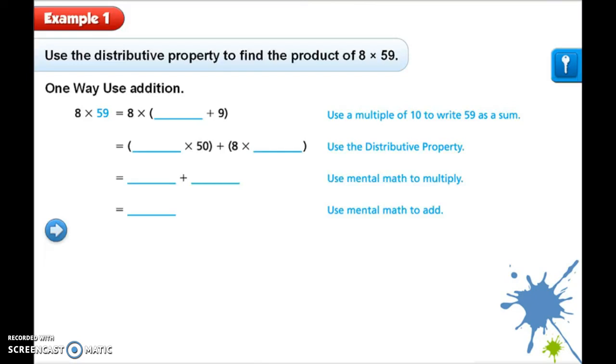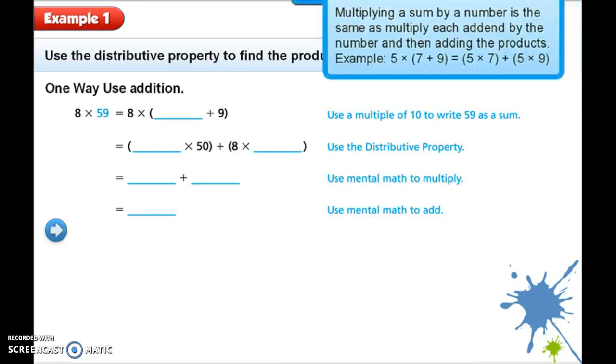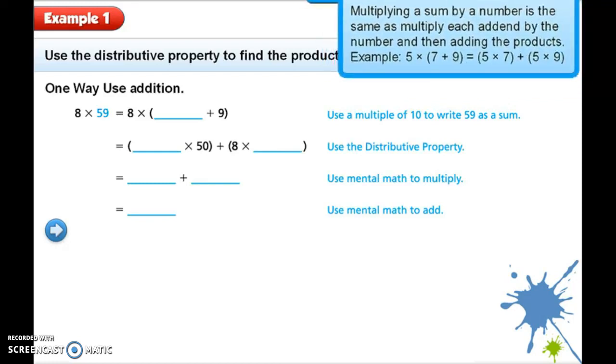Now we're going to talk a little bit more about the distributive property. Multiplying a sum by a number is the same as multiplying each addend by that number and then adding the products. So we can add 7 plus 9 and get 16, and multiply that by 5. What is 16 times 5? What is 5 times 10? 50. And 5 times 9? 45. And so 50 plus 45 is 95.